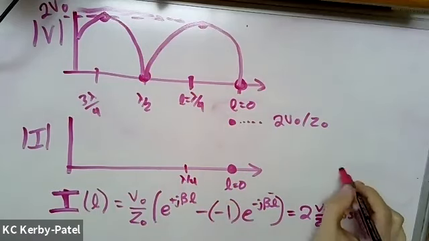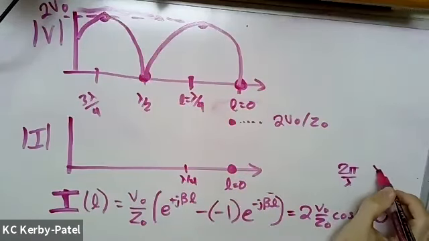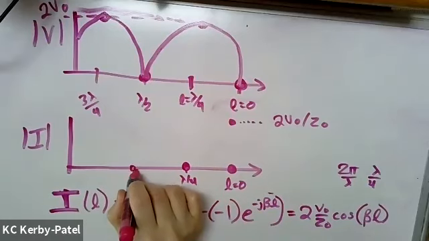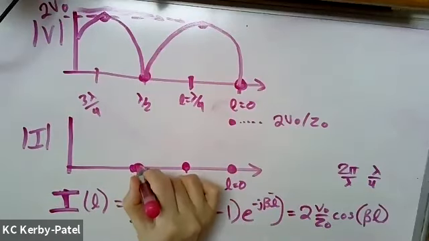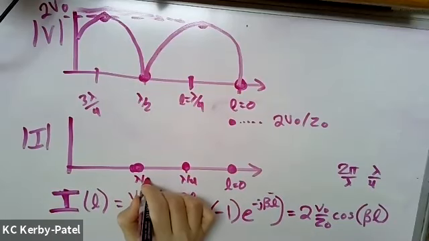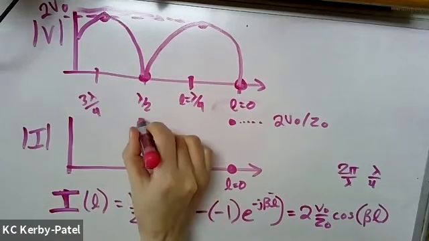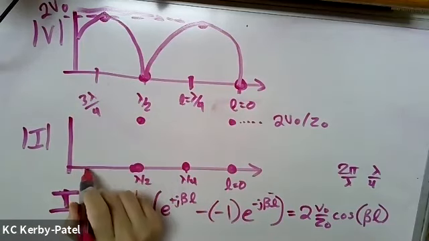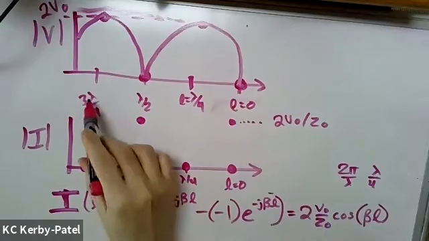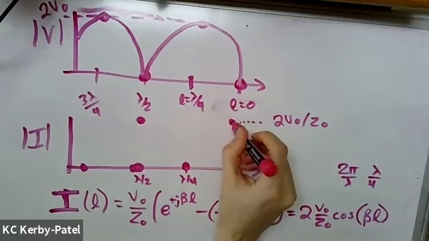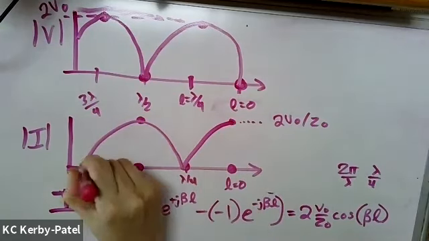Well, then we've got 2 pi over lambda times lambda over 4. So that's a pi over 2. Cosine of pi over 2 is 0. So I got a 0 there. At the next value, lambda over 2, I've got 2 pi over lambda, lambda over 2. I get pi. Cosine of pi is -1, but we're taking the absolute value, so that's a max. And then over here, I'm going to get another 0 for the same reason. 3 lambda over 4 gets me 3 pi over 2. Cosine of 3 pi over 2 is also 0. So my current standing wave looks like this.